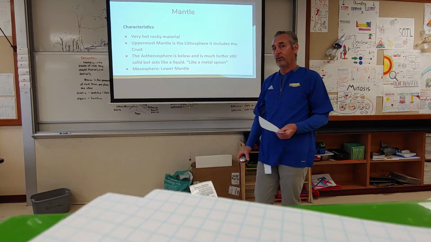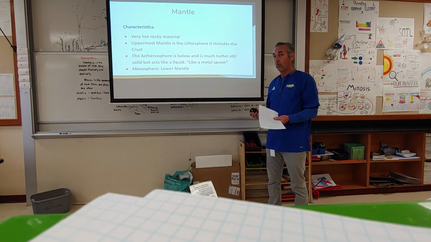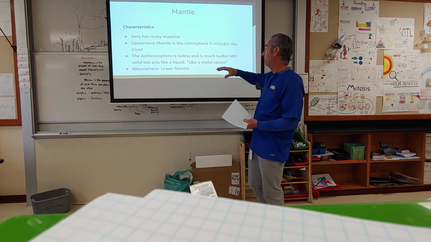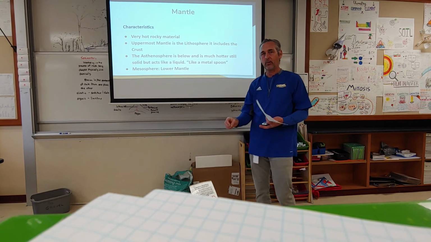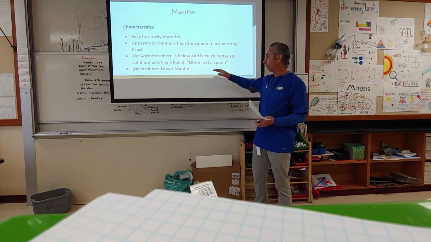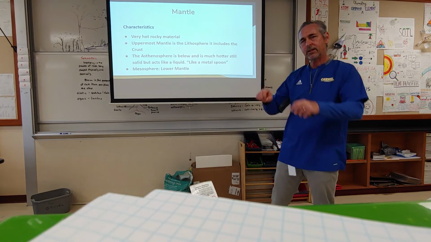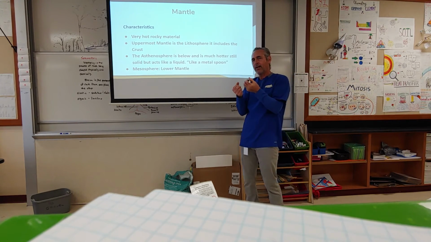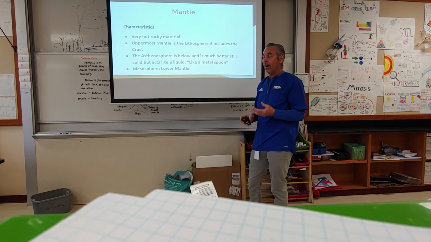Now, the asthenosphere. This is an important part of the Earth's structure. The asthenosphere is below and is much hotter. It's still a solid though, but it acts like a liquid. I'm going to give you a little explanation of that. First off, it's like a metal spoon. You take a metal spoon and you can bend it and move it back and forth like this. That's kind of the way the asthenosphere is.